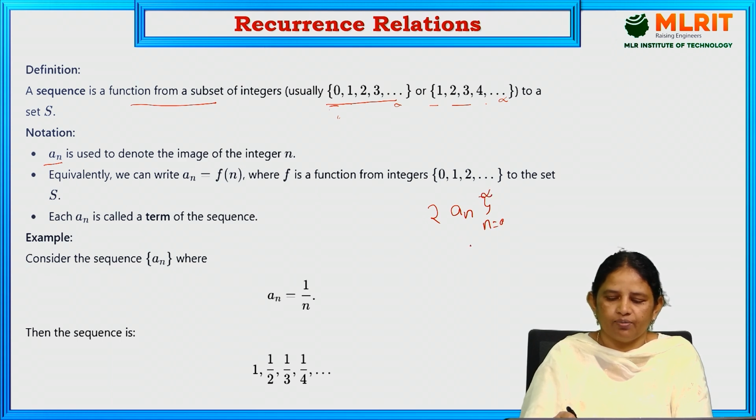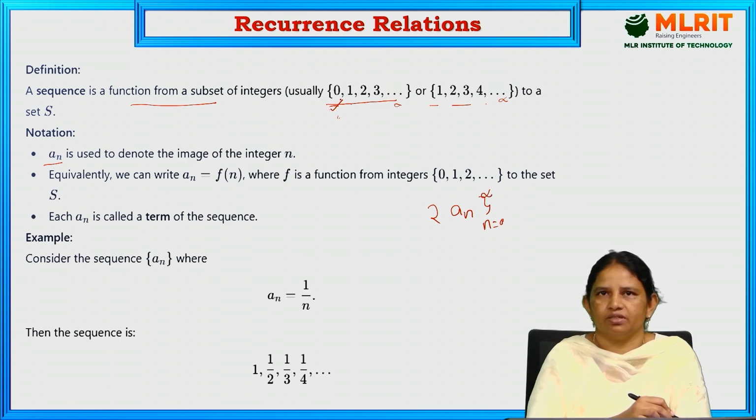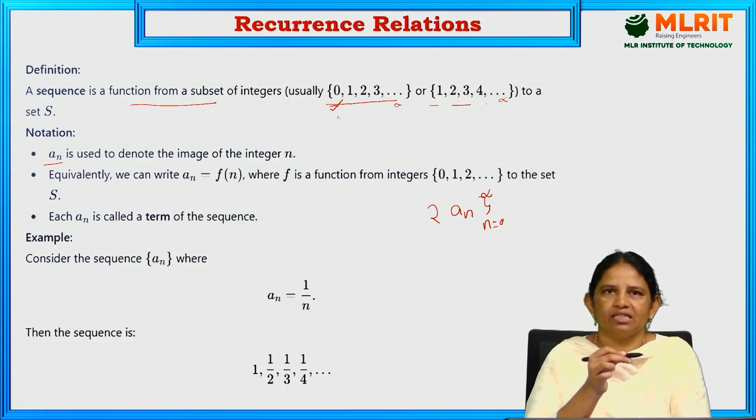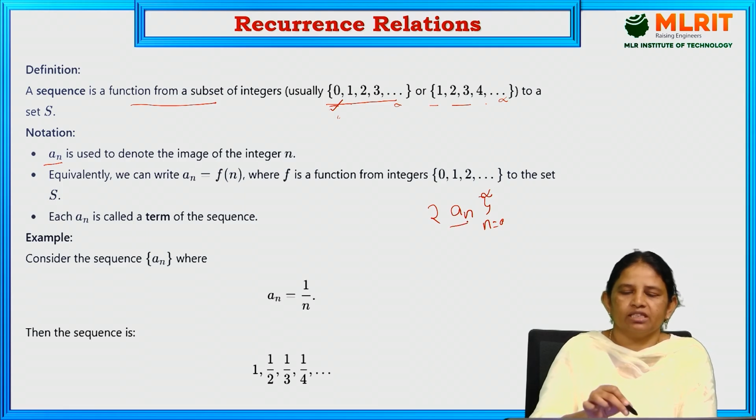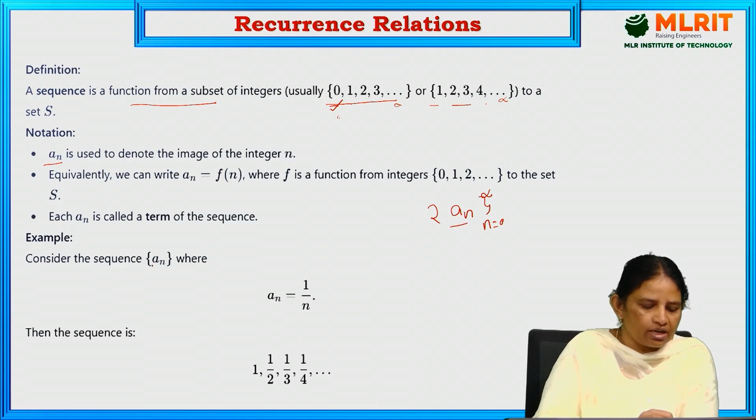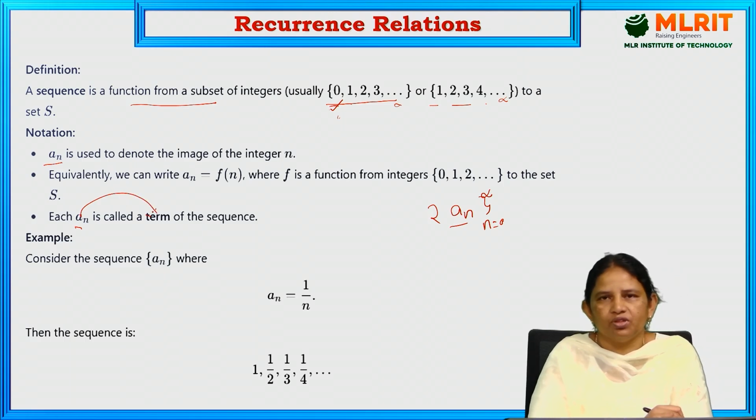Then a1 means the first number in the sequence, a2 means the second number in the sequence. Like that, we need to write the generalized term. The term that is used to denote the sequence of integers is called an. An is called a term of the sequence.